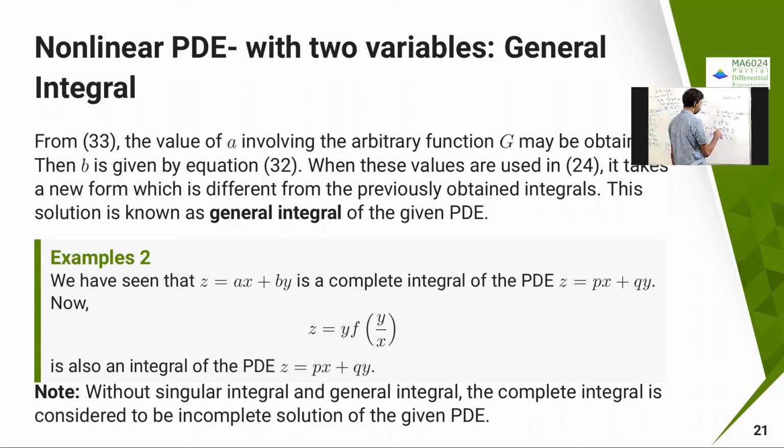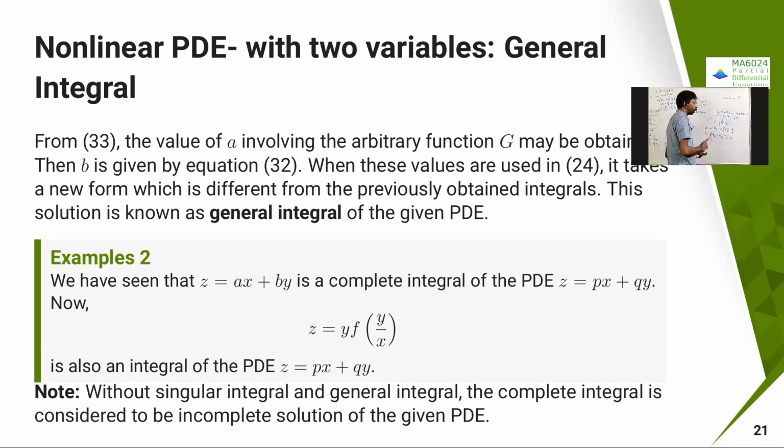Multiplying px, with p, y by x is going to be here. Then with respect to q, you have to multiply by y, therefore you are going to get z, f of y by x is going to come, this is going to be z. Therefore z equal to px plus qy is satisfied. This is called another integral, which is completely different from the complete integral. Complete integral is this one; this is completely different from that integral. So this is another integral of the PDE z equal to px plus qy.